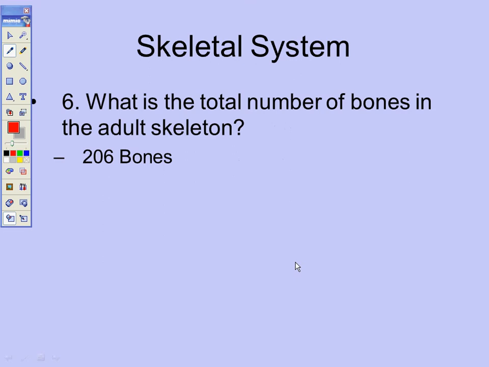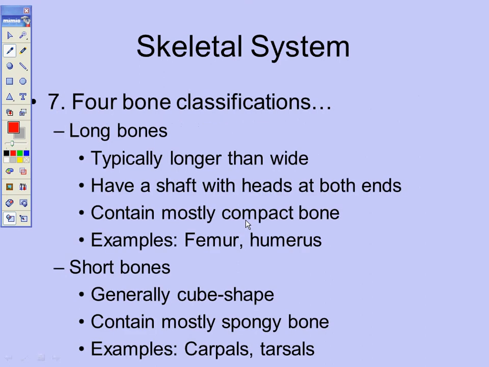The adult skeleton has 206 bones, and that's actually down from roughly 300 bones in the fetal skeleton. But remember, those aren't actually bones; those are just cartilage molds, basically, or models of what our bones should be. But 206 bones in the adult skeleton.